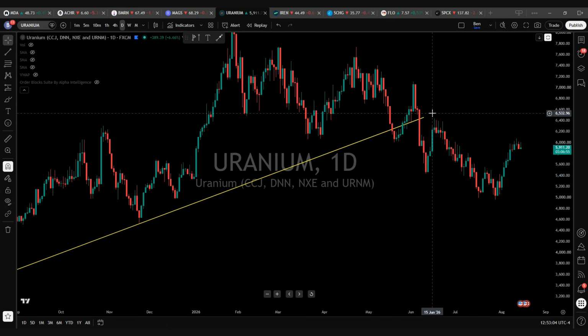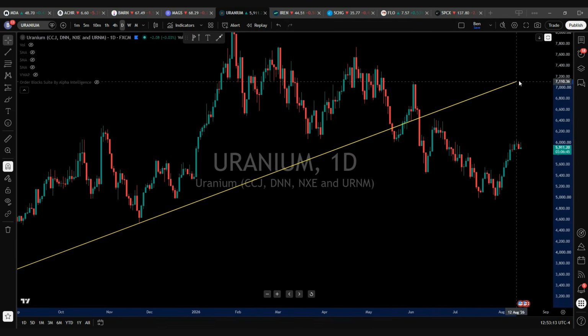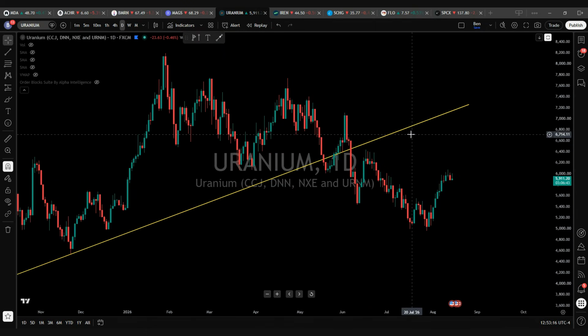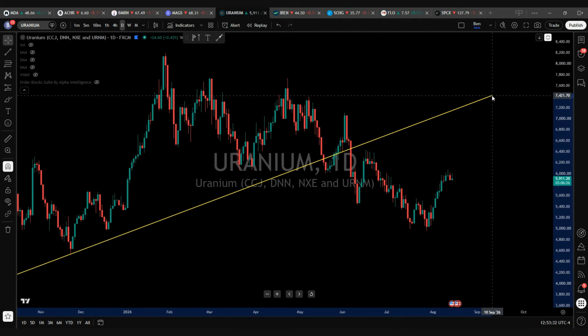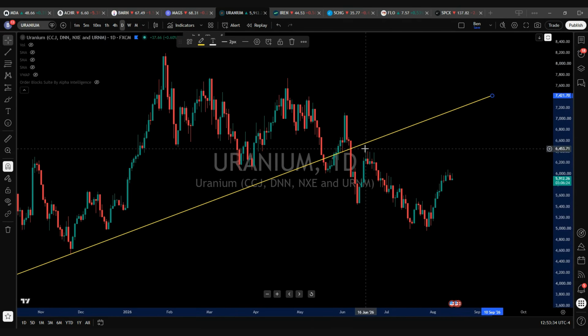Here's a nice upswing trend line. As you can see, it finally broke below it, never made this big continuation move, recaptured it, and then ended up flushing that level. So for me, I actually would say that my shortable level is a retrace of around $7,230 in this area, or you could look at CCJ, DNN, NXE, or URNM once this upswing trend line gets to a resistance level.